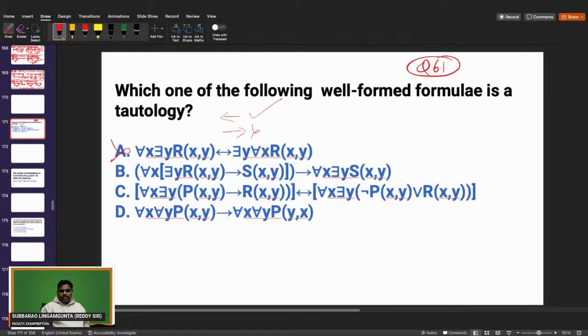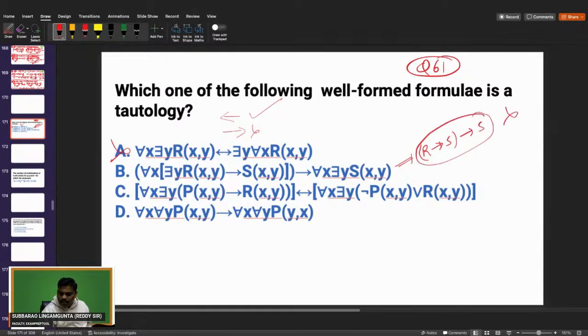You can check now. Option A fails. Only one side will work. You know this very well. Second one, if you observe clearly, for all there exists, here also for all there exists, there is no problem. R goes to S, R goes to S. So this is not a valid one.